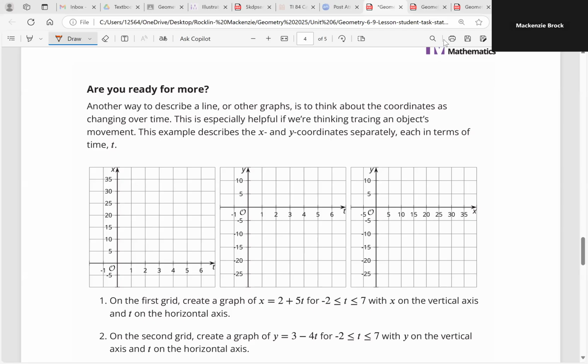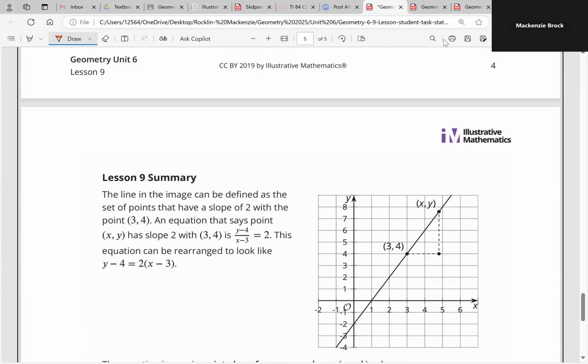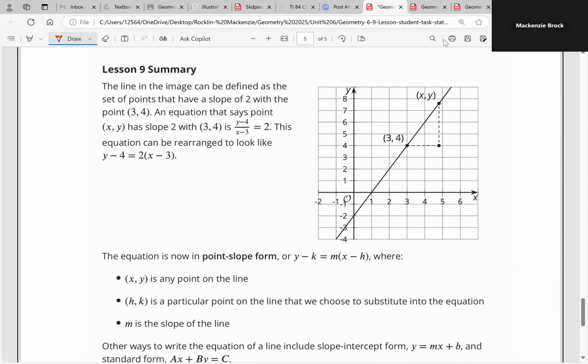Okay, we're just gonna go ahead and completely skip this page. Don't even worry about it. It is somewhat helpful, but we just don't have time for it. Unless you're gonna go on to pre-cal, which you might, which is totally fine. We go over this in detail in pre-cal, so I'm not really worried about that one.